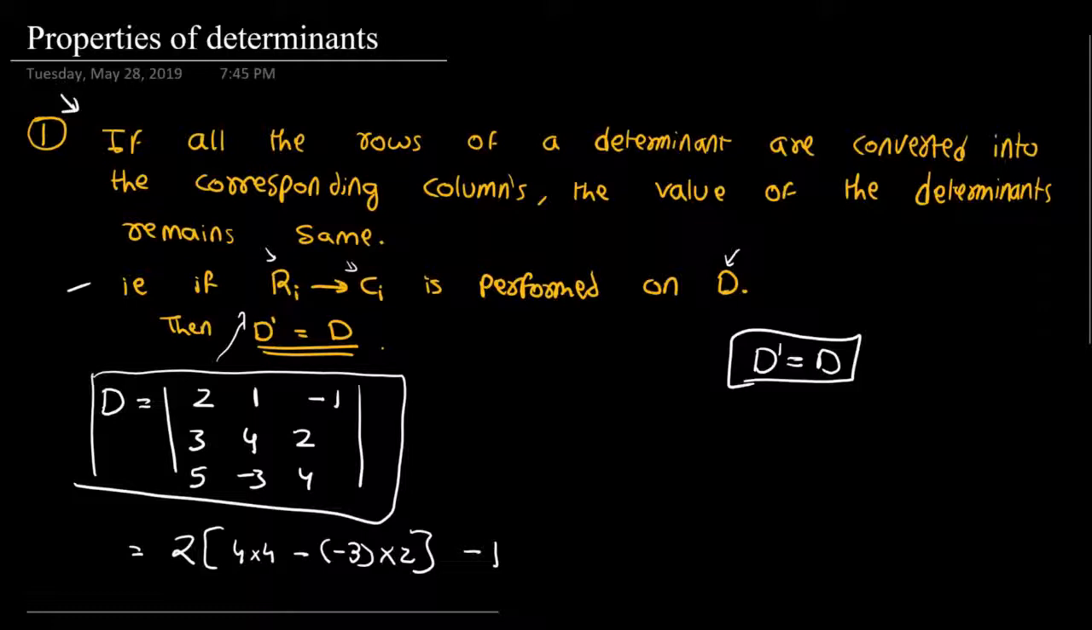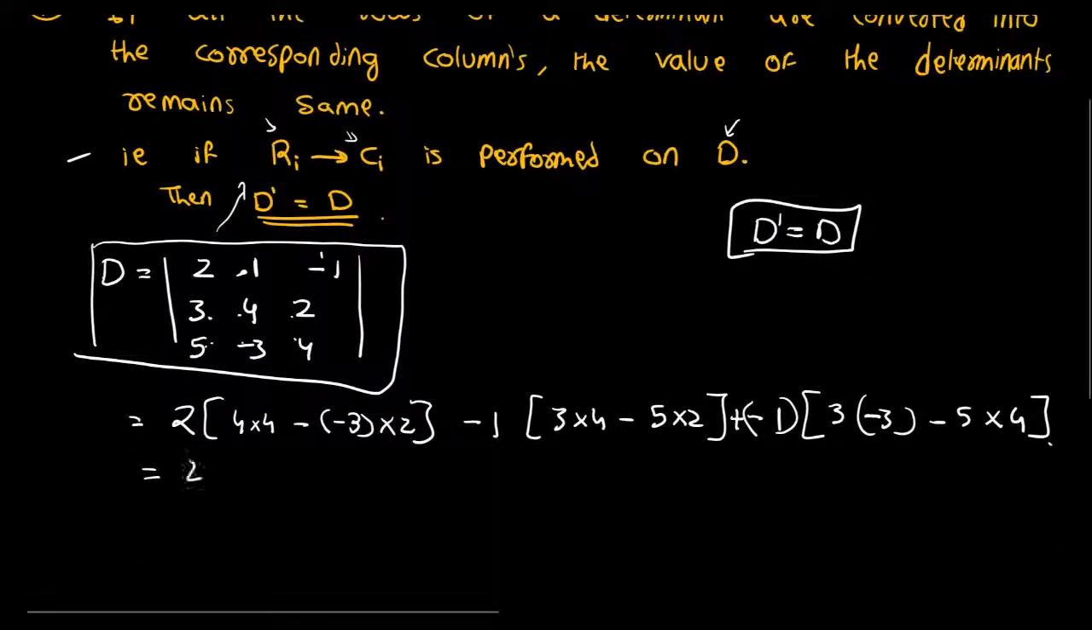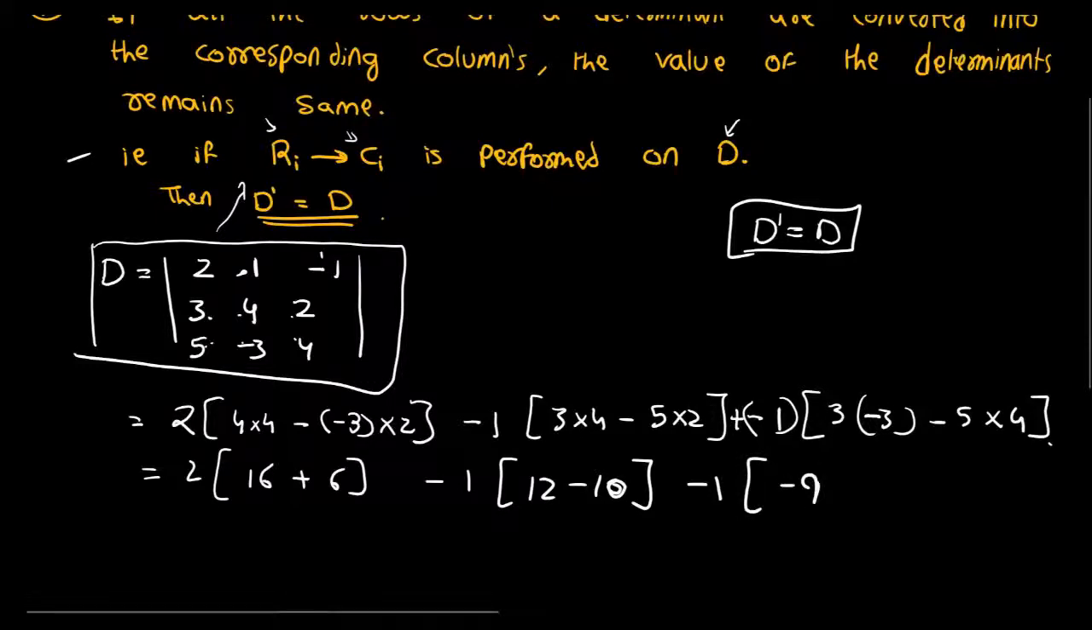minus 1, which is this one, times 3 times 4 minus 5 times 2, which is this and this, minus this and this, minus of 1, which is this, times 3 times minus 3 minus of 5 times 4. How we did it? We considered this times this minus this times this, and this is basically a plus of minus 1. Now the value of this one will be equal to 2 times 16 plus 6, minus 1 times 3 times 12 minus 10, minus 1 times minus 9 minus 20.